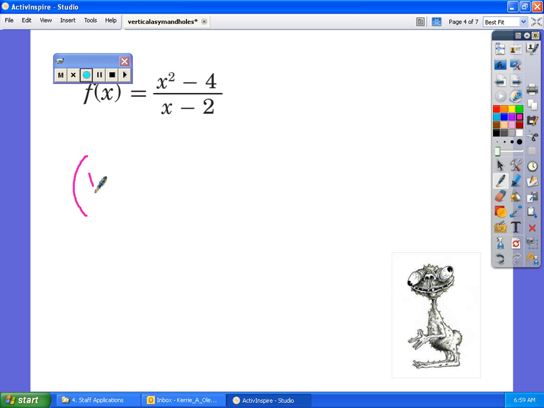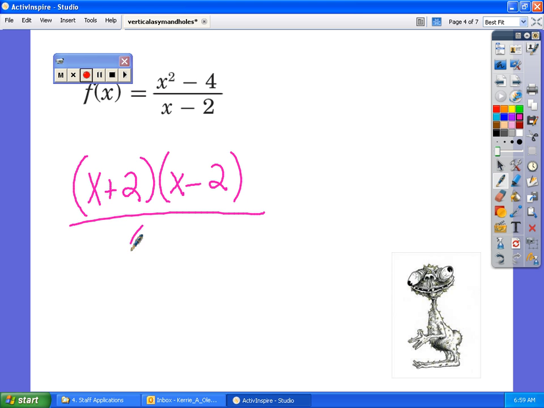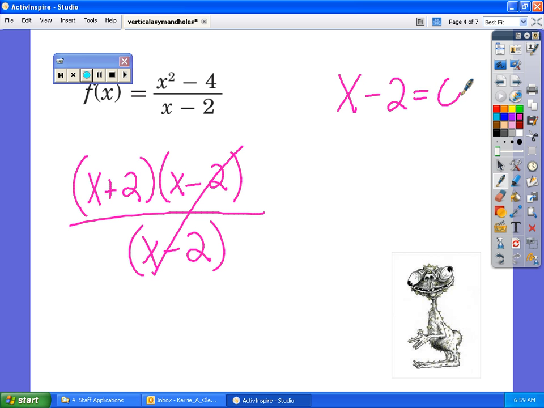Okay, when I factor the top, it's x plus 2 times x minus 2 over x minus 2. Oh, and I believe I told a lie. Oh, no, I didn't. Okay, so this cancels right here. So I'm left with x plus 2, okay? X minus 2 equals 0 is my hole. So x equals 2 is my hole. And if you notice, because it cancels out, I don't have a denominator. So I didn't have a vertical asymptote in this one. Sorry about that.